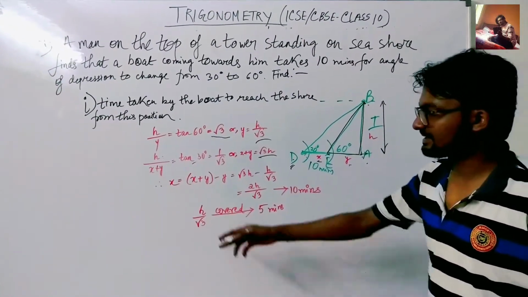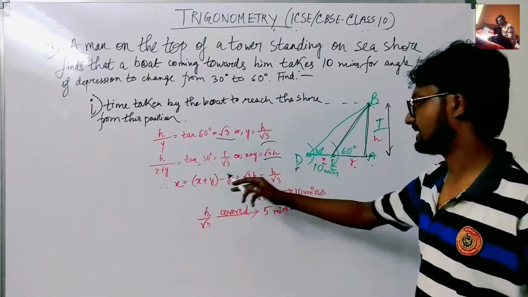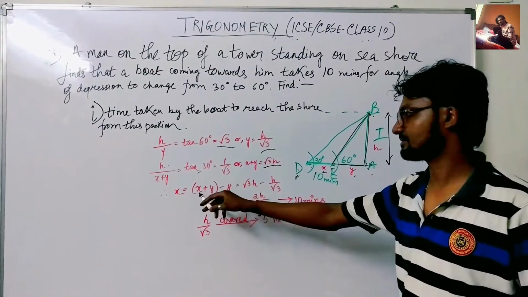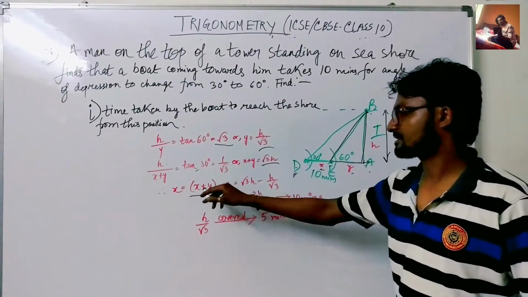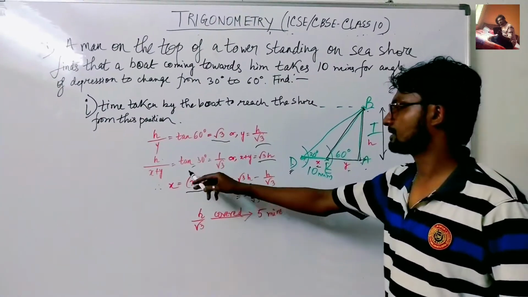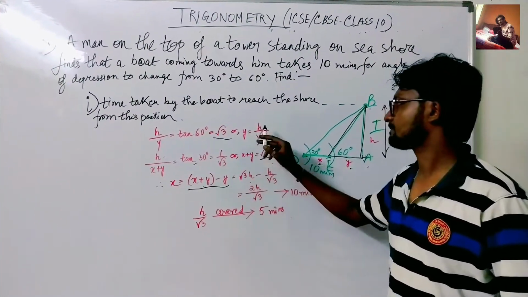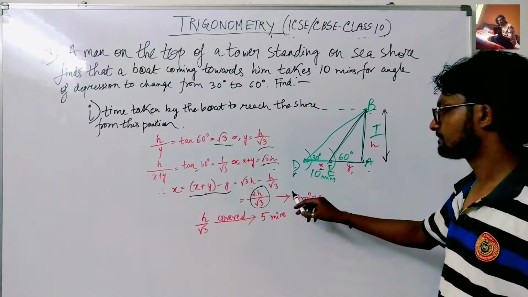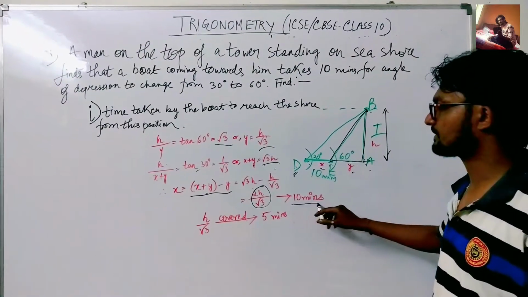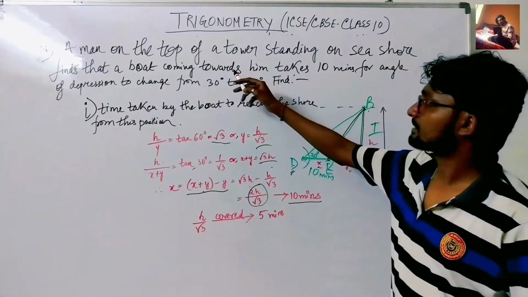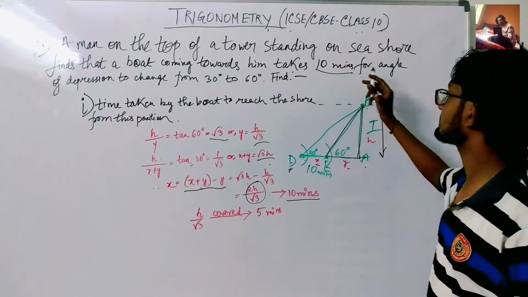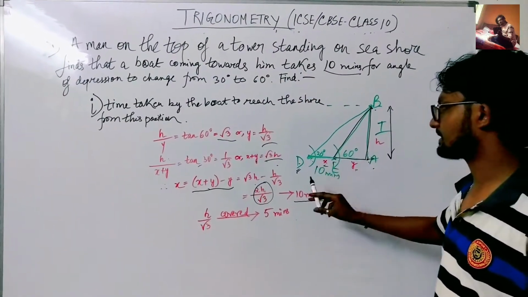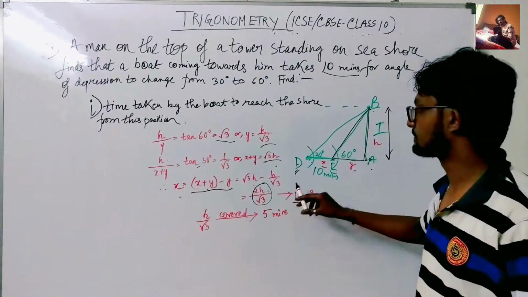So you can guess the value of X: X is equal to X plus Y minus Y. Obviously the Y gets cancelled, so I have written this equation. I put the value of X plus Y over here and Y over here, and after calculating I got 2H by root 3 is equal to 10 minutes. Why is 10 minutes written over here? Because it is written in the question: coming towards him takes 10 minutes for the angle of depression to change from this to this. So I got X equal to 2H by root 3.